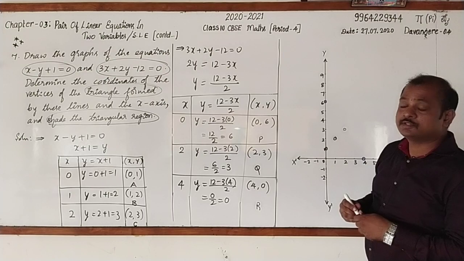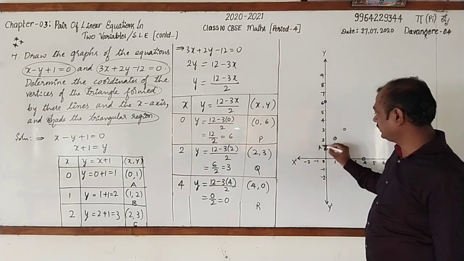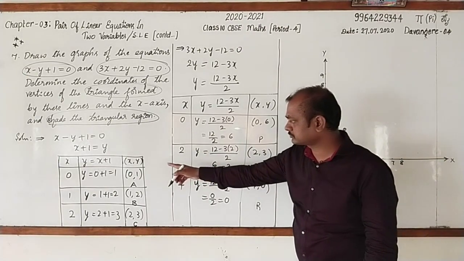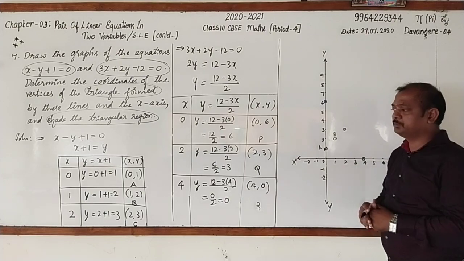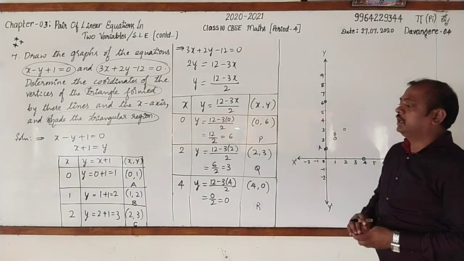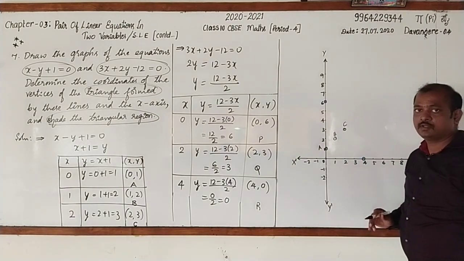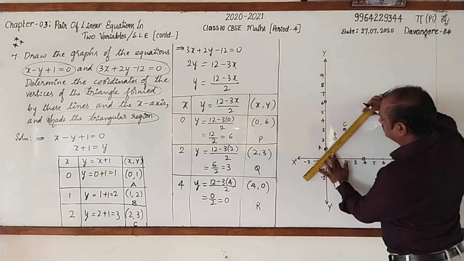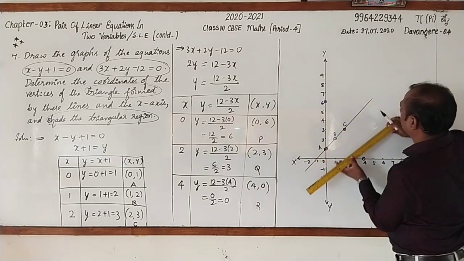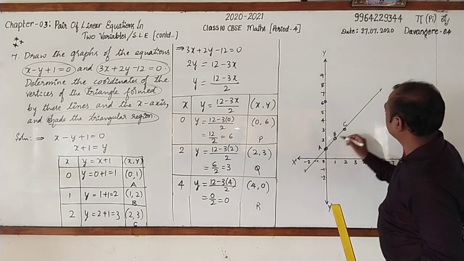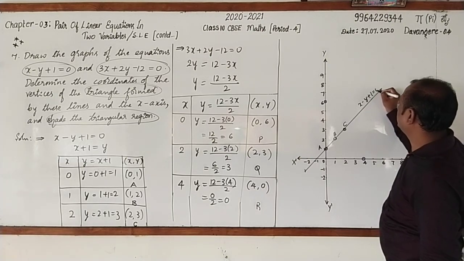First, A is 0, 1. See that x is 0, y is 1. That has been marked here. I call it as A. Next, 1, 2. When x is 1, y is 2. These two will intersect here. Call it as B. Next, another one is C, 2, 3. When x is 2, y is 3. It is C. Let us go for joining. After you join these 3 points, just keep observing the line. This is the graph of the first equation, x minus y plus 1 equal to 0.